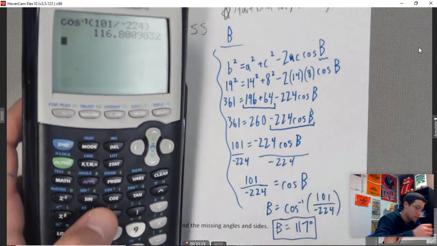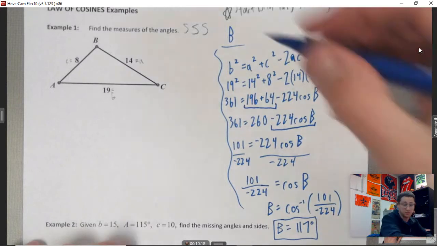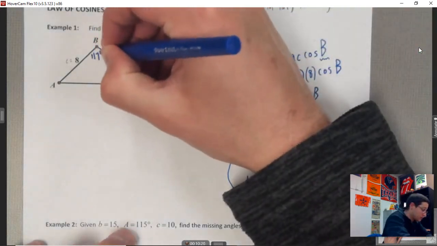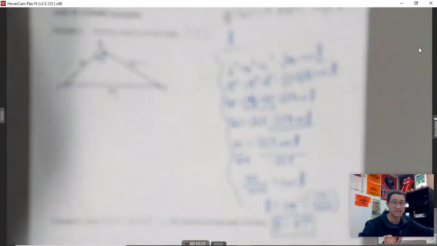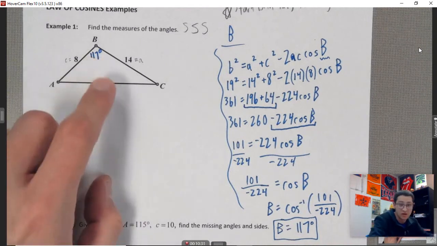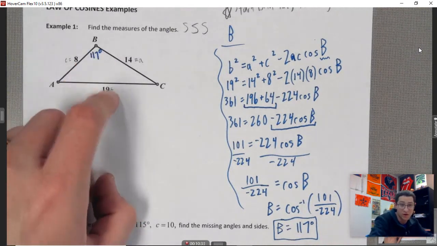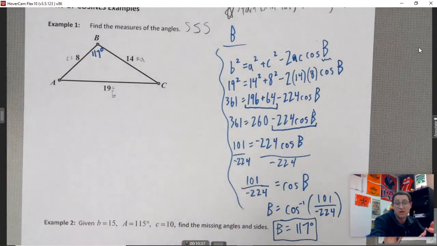That's one. So now we found big B. And once we find something, make sure to label it. 117 degrees right here. When you label it, you see the patterns a little bit easier. It makes it a little bit easier on your brain, and you end up doing less work. So we now have an angle and side pair that are across from one another, and that's what I was mentioning earlier. And so now we can actually use the law of sines.